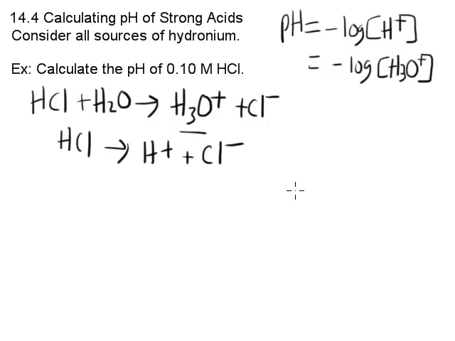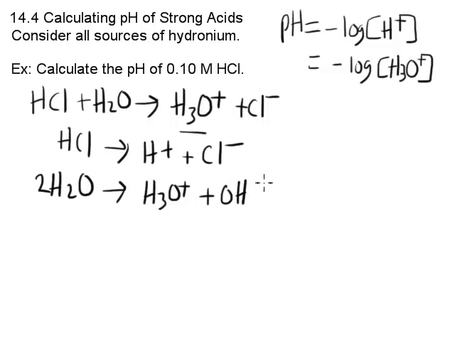There's another source too, though. That's the autoionization of water. That 2H2O forms H3O+ and hydroxide. That always happens to a certain extent. Kw is 10 to the negative 14th, whereas K for HCl is just very large. You can't even calculate it because it falls apart pretty much totally. So our first source is HCl, our second source is H2O, and we obviously have a main source here. The main source is our HCl.